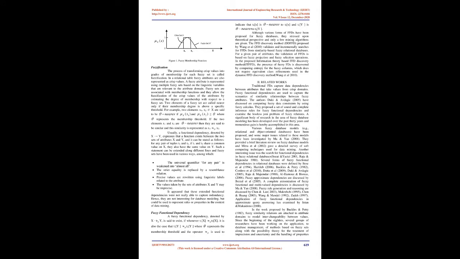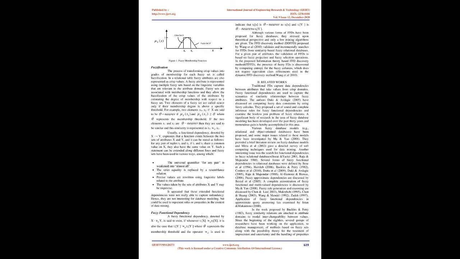Two elements of a fuzzy set are called nearer only if their membership degree is above a specific threshold. For example, two elements x1, x2 in X are said to be near if μ(x1) and μ(x2) are above θ, where θ represents the membership threshold. If the two elements x1 and x2 are near, then they are said to be similar and the similarity is represented as x1 ≈ x2.